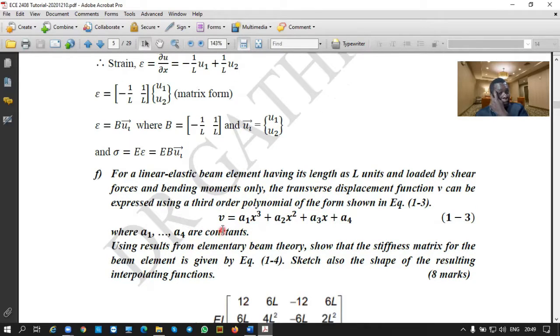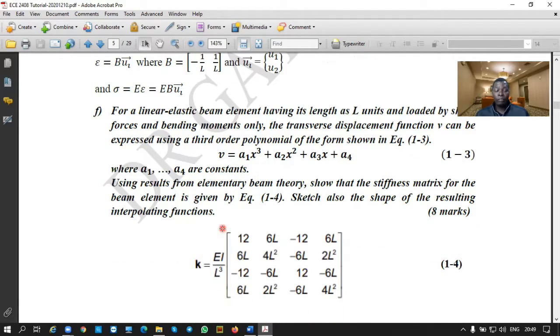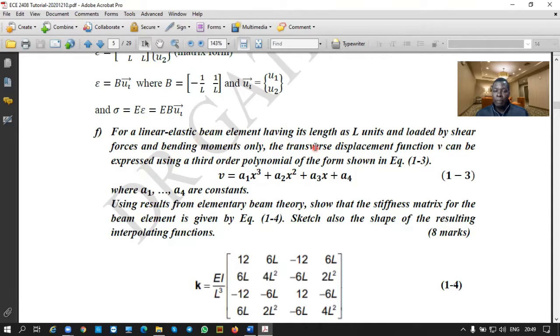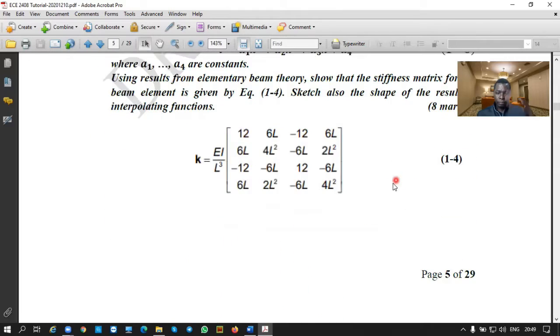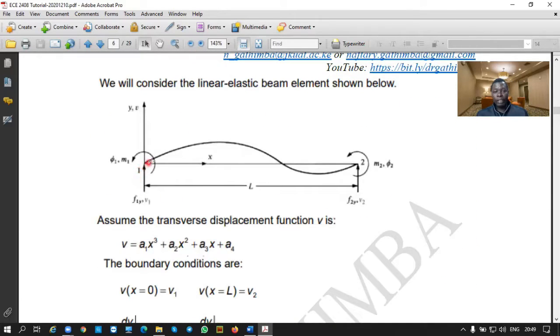Good. Let's move to the other one. This one is a quick one, an overview. For a linear elastic beam having its length as L units, loaded by shear forces and bending moments only, the transverse displacement function can be expressed using a third order polynomial. Now here I've already given you the order of the polynomial. So a beam, I hope you have it. This is in your notes, lesson 2, 3, 4 on beams.